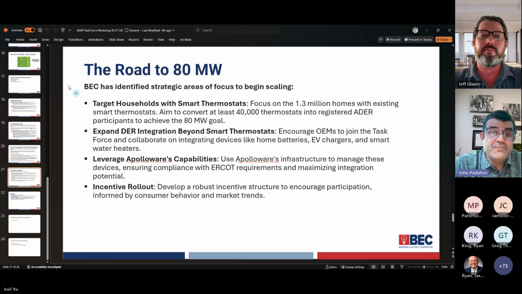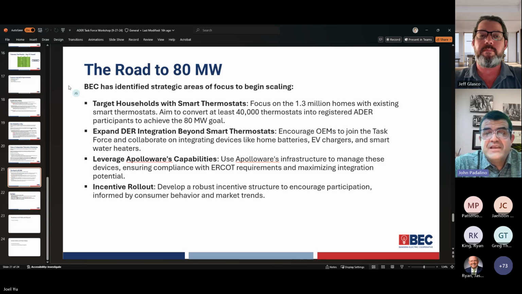But we know that the biggest bang for our buck, and really the peak periods, the issue in Uri was the thermostats. The issue at any peak time on the grid is the thermostats, and especially residential use of heating and cooling, because right now those consumers aren't paid to reduce their consumption. The numbers are there for everybody to see: 1.3 million homes with smart thermostats. If we just converted about 3% of them and enrolled them into an ADER, we could hit that 80 megawatt goal.